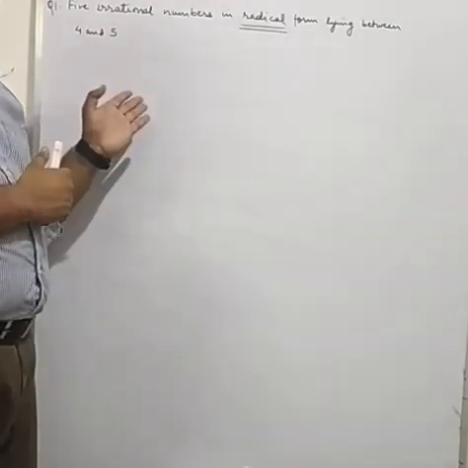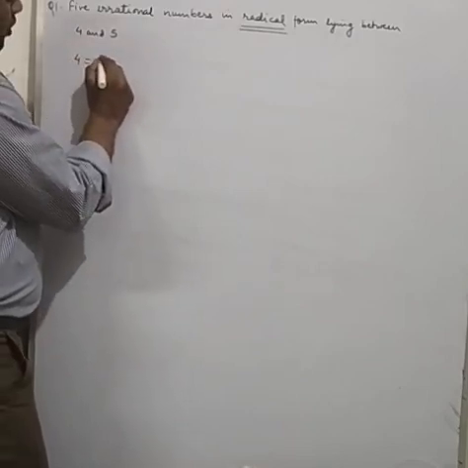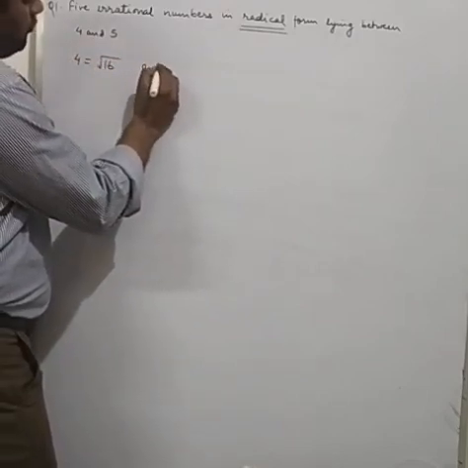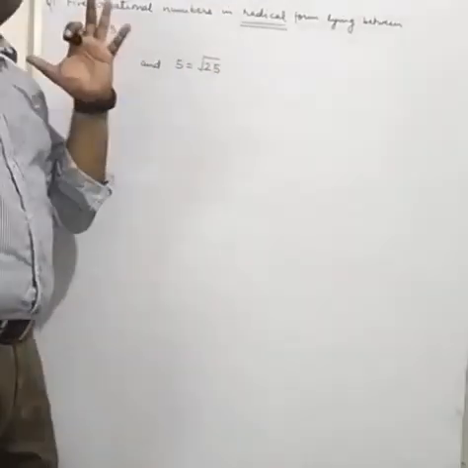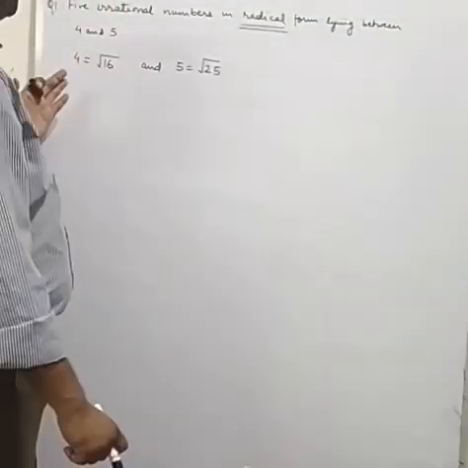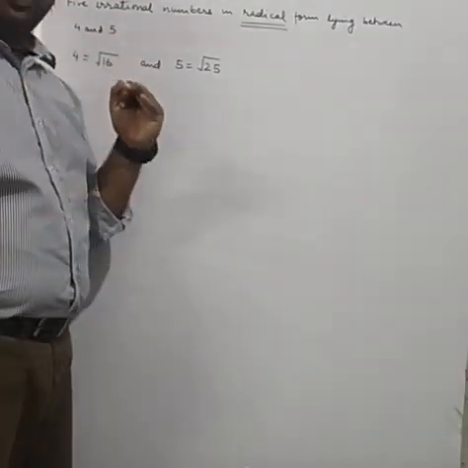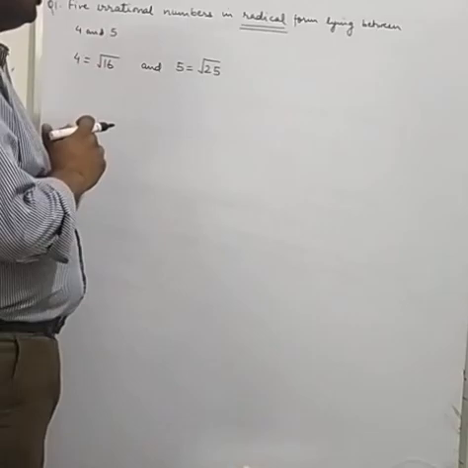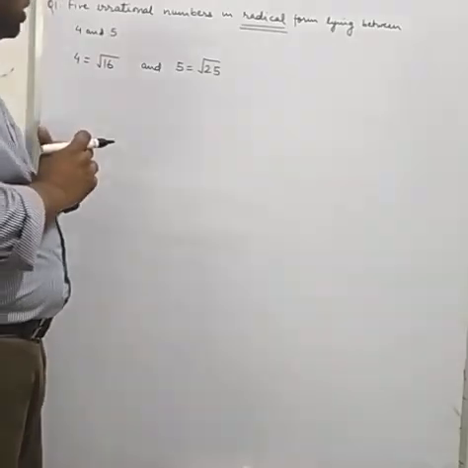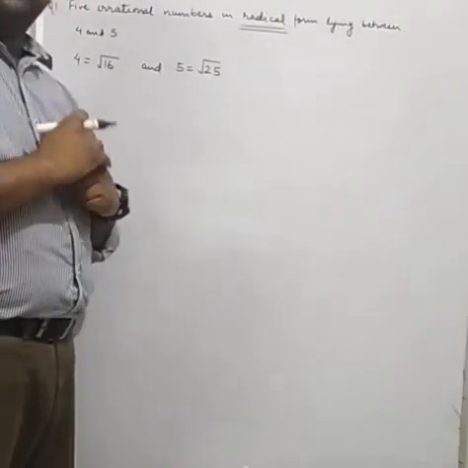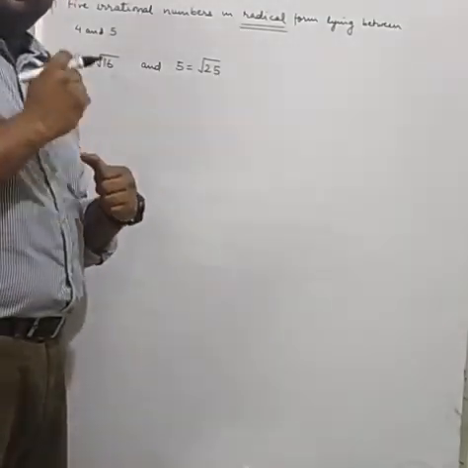So this 4 I can write as under root 16 and 5 is equal to under root 25. Now we need to write 5 irrational numbers. As we studied in our 9th class, irrational numbers are those numbers which are non-repeating, non-terminating, or any number in root form which is not a perfect square.